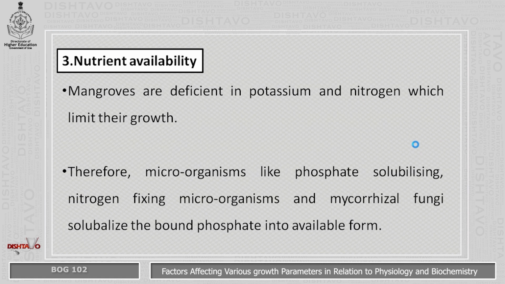The next is nutrient availability. Nutrient availability is one of the major factors that affects the mangrove forest structure and productivity. Mangroves are deficient in potassium and nitrogen, which limit their growth. Therefore, microorganisms like phosphate solubilizing and nitrogen fixing microorganisms, and mycorrhizal fungi, solubilize the bound phosphate into available form.